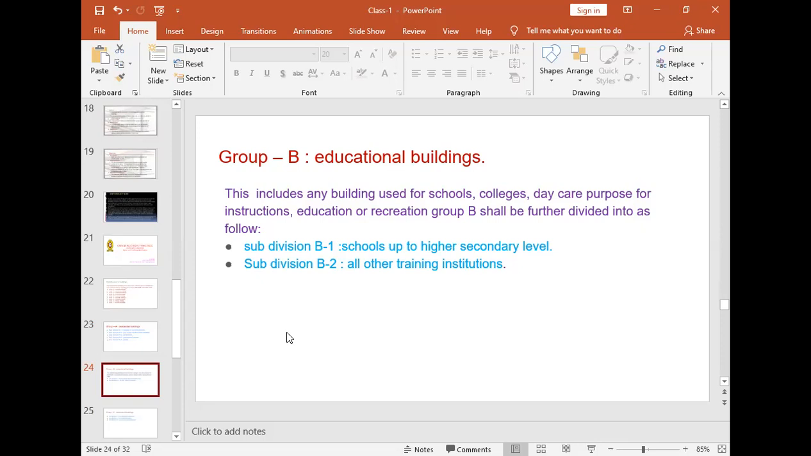This type of building comes under subdivision B1 in the classification of educational buildings, and then subdivision B2, all other training institutions. This subdivision shall include any building or group of buildings under single management which is used by students not more than 100 in number. This is also the same, but the number of persons increases compared to school buildings. These are the educational building classifications.